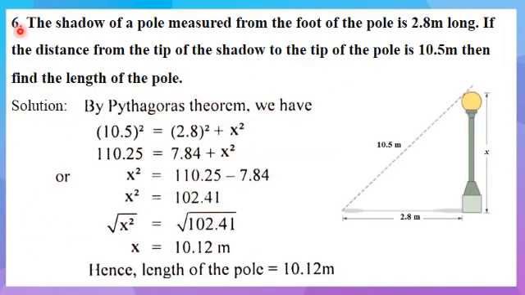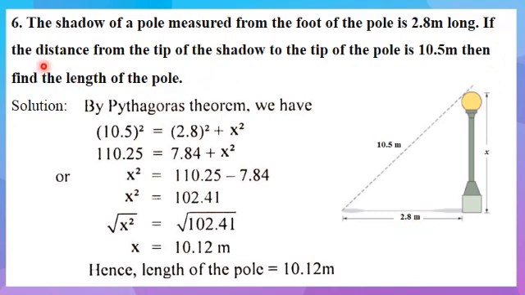Okay, now we are moving to question number 6. To understand the question, you just concentrate on the given figure. The shadow of a pole measured from the foot of the pole is 2.8 meter long. This is the shadow of the pole, and from the foot of the pole, if you are going to measure the shadow, it is equal to 2.8 meter.